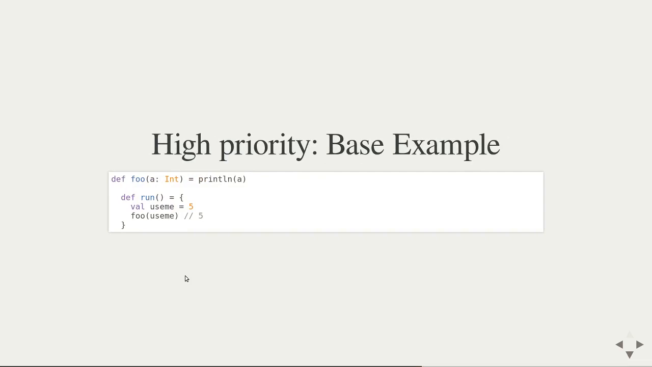So, okay, going through these tiers of implicit resolution. The example I'm going to be using a lot is a function called foo, which takes an integer and does something with it, prints it out, whatever. So in this case, there are no implicits. I'm calling foo. I have bad indentation, I'm sorry. And I've defined some integer called useMe. I invoke foo with useMe, and the output is 5.